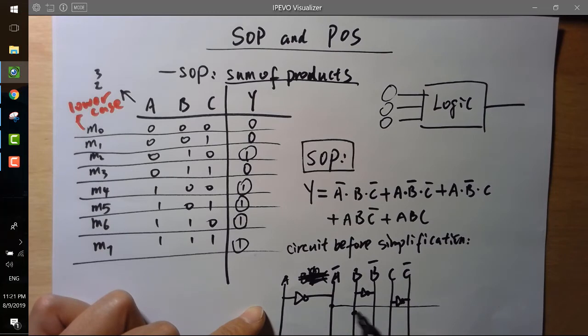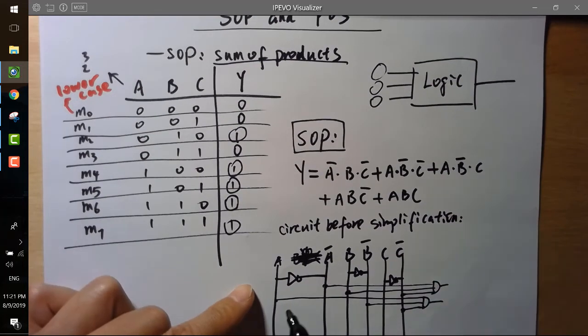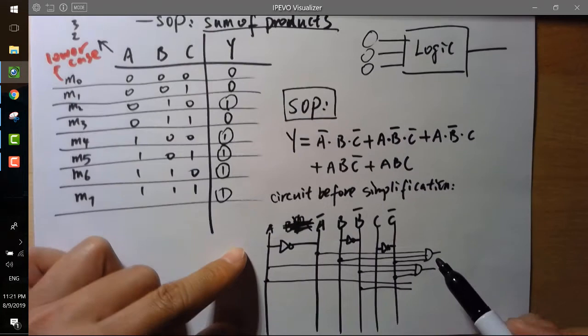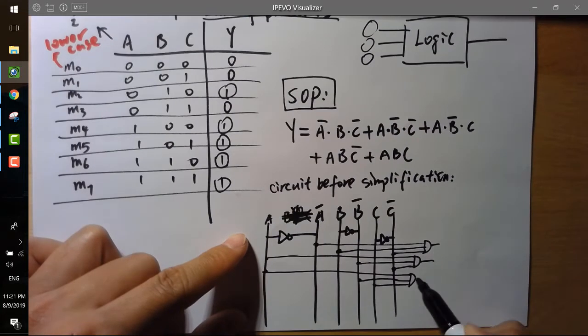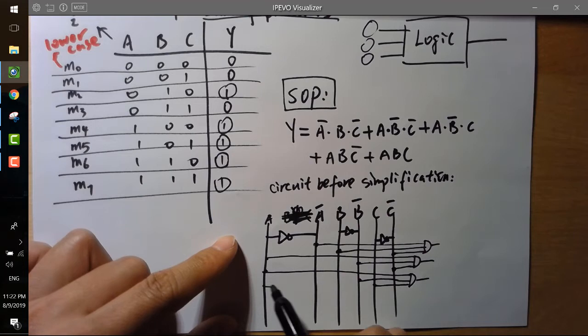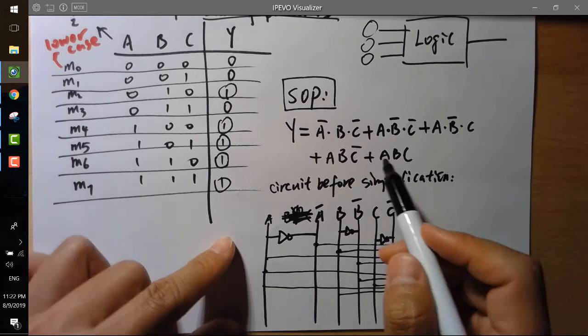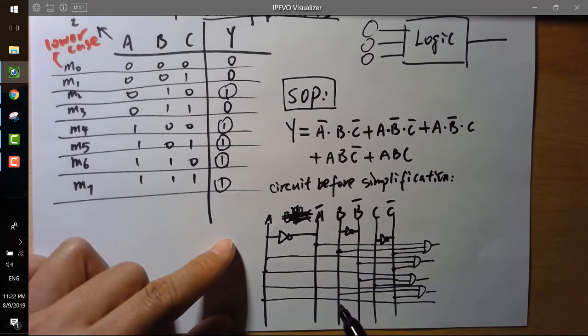Okay. And A naught, B, make a connection here, C naught, right? So you have AND logic here: A naught B naught C naught, A naught B naught C, A naught B C naught, A naught B C, A B naught C naught, A B naught C, A B C naught. Finally, A B C. That's how I get the circuit.